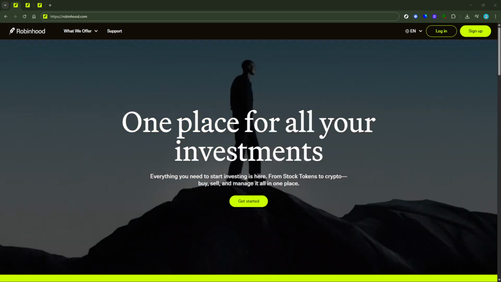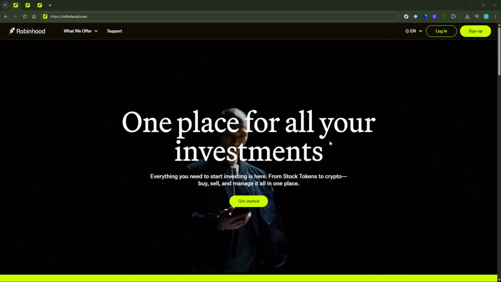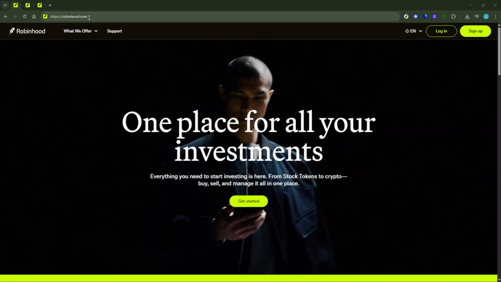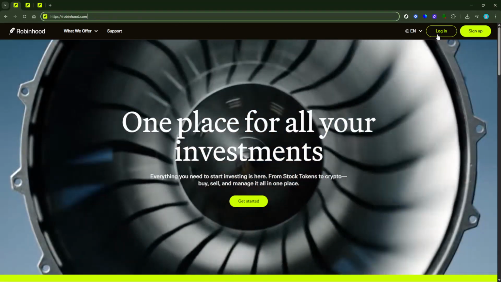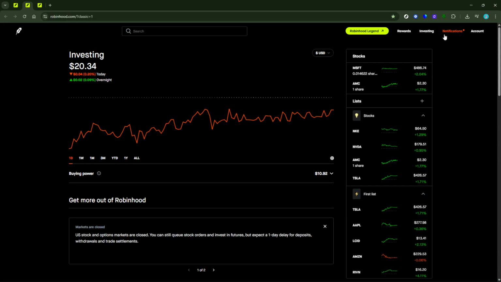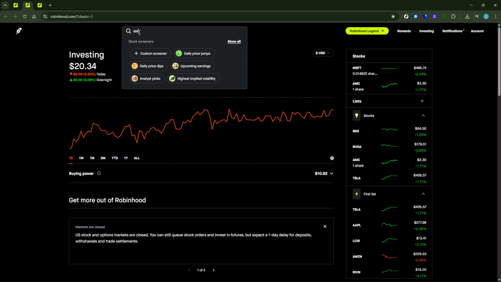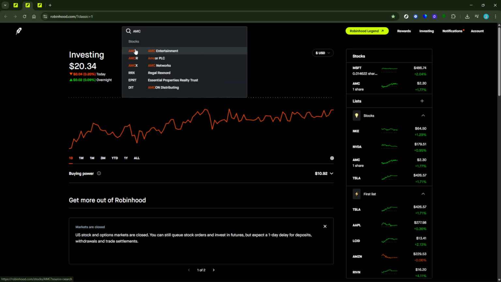Let's start by opening the Robinhood app or website. Once you're logged in, navigate to the stock or ETF you're interested in trading. You can find it by searching the name or ticker symbol at the top of the screen. Once you're on the specific stock or ETF's page, look for the button labeled Trade. Clicking on this gives you the options to either buy or sell, depending on your trading goal.